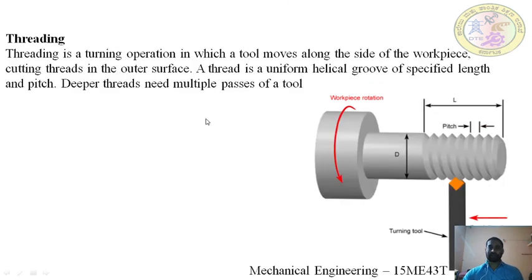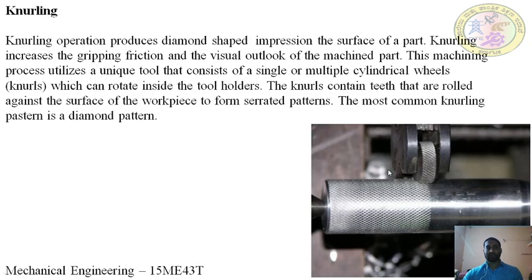Next, threading is the operation of producing helical grooves on the outer surface of the workpiece. It is performed by a single point cutting tool by moving the tool across the length of the workpiece. For a deeper cut, we need more than 2-3 cuts, and pitch is adjusted by using the lead screw. Knurling is the process of producing diamond-shaped or other impressions on the outer surface of the workpiece for a gripping surface. It is performed by a special tool known as a knurl, which has cuts rolled on its outer surface.